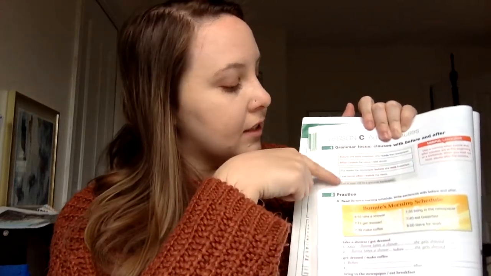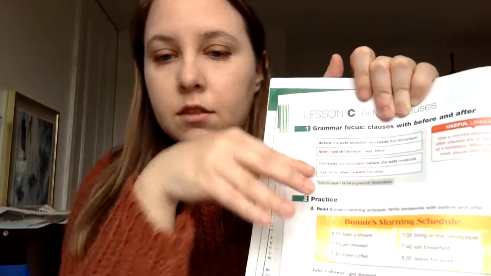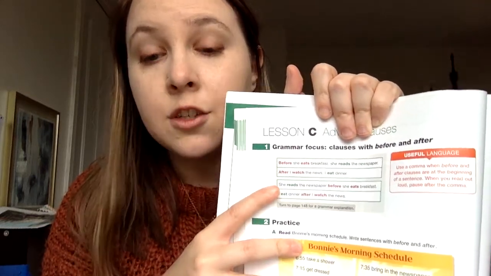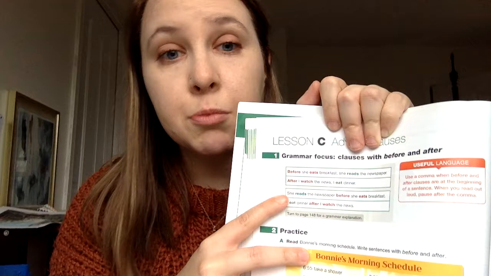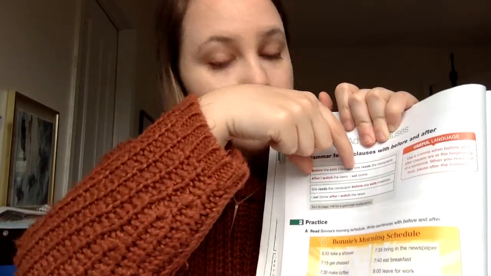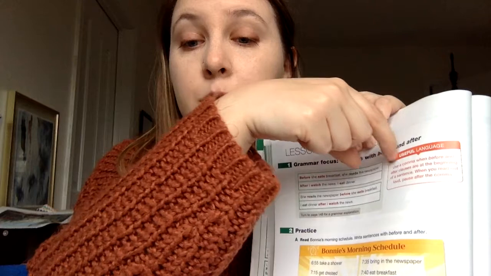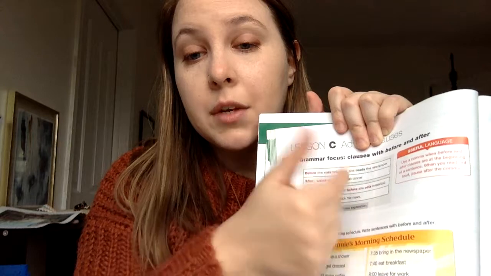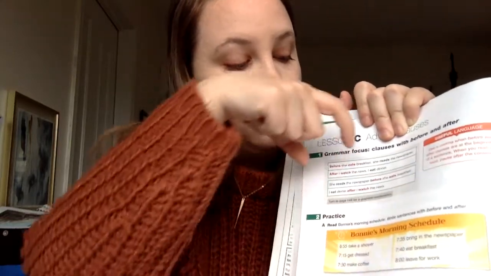Now, if you look down in this second little section, the first sentence here says, can you see it? She reads the newspaper before she eats breakfast. So this before she eats breakfast can move to the end of the sentence also. So these two little sentences can come in either order. So before she eats breakfast can also move to the end of that sentence, and it will say she reads the newspaper before she eats breakfast. Now, both of these mean the exact same thing.